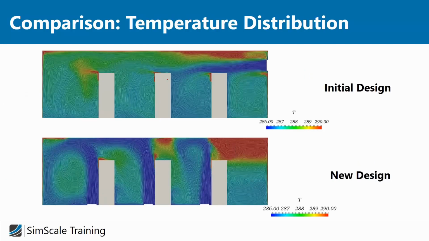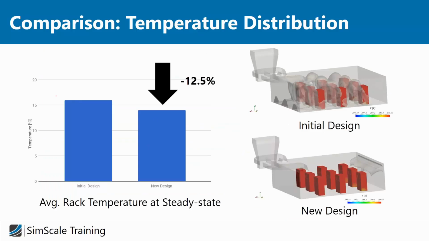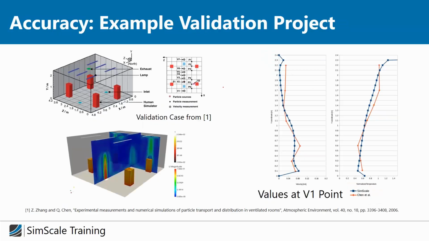Here you can see this was a room for servers, an IT room, and what you want is to get the heat away from the racks. Using this new design, you get much cooler air around the racks. And in total, with just this small design study, at the very first attempt, our customer was able to reduce the average rack temperature by more than 10%. And again, we did validation here, and again you can see the accuracy of our results.